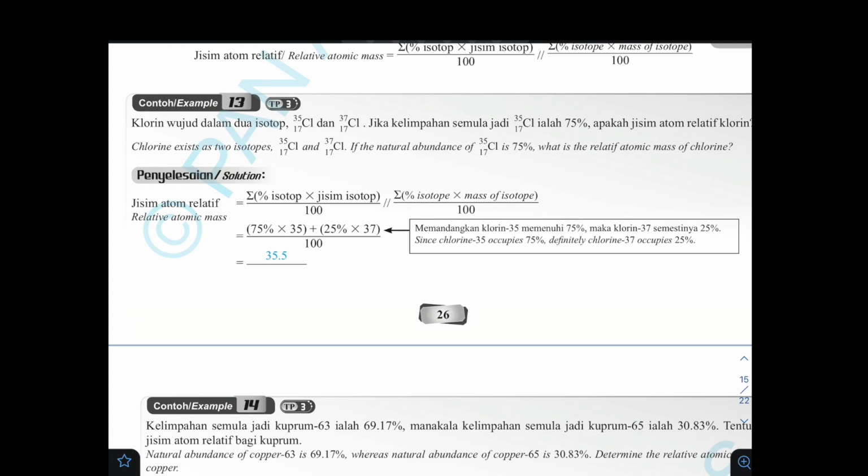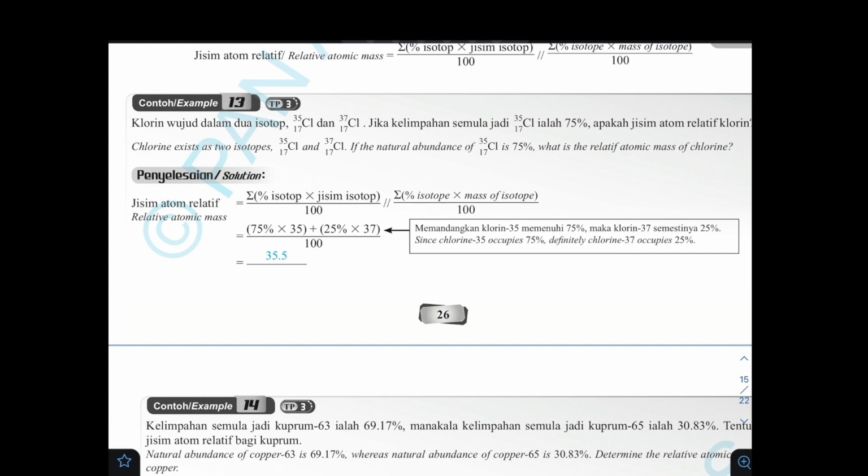Baik, so kita tulis dulu formula. Relative atomic mass is equal to the sum of percent isotope times mass of isotope divided by 100. Okay, so since chlorine 35 occupies 75%, definitely chlorine 37 occupies 25%.